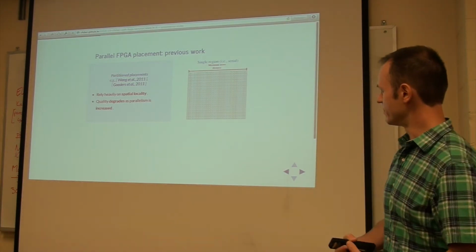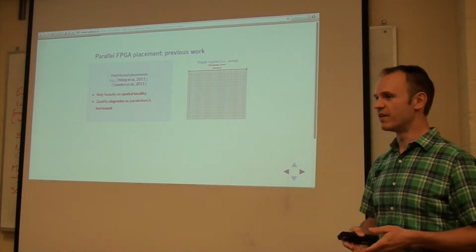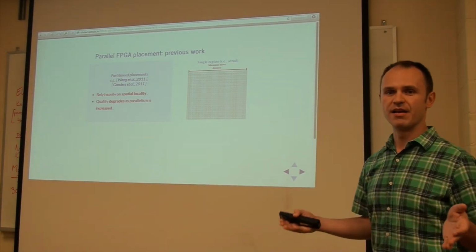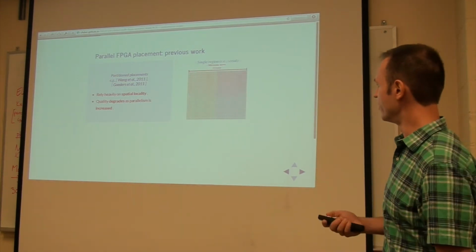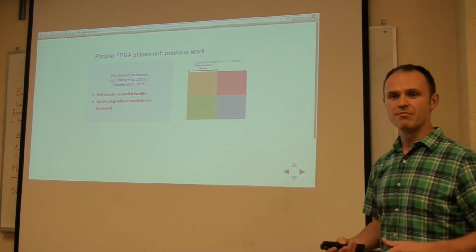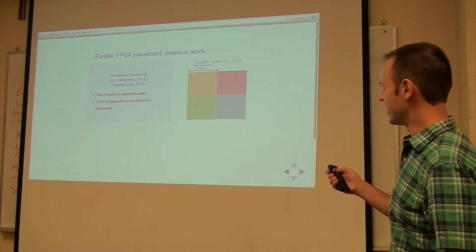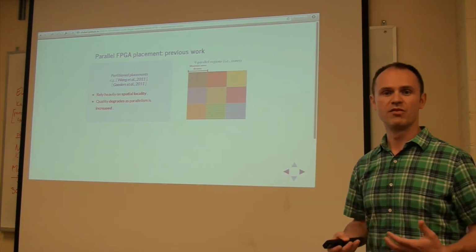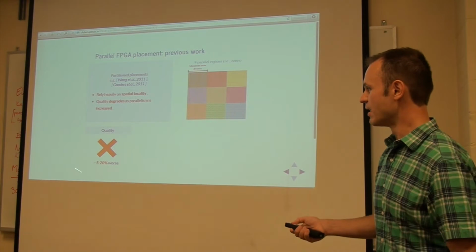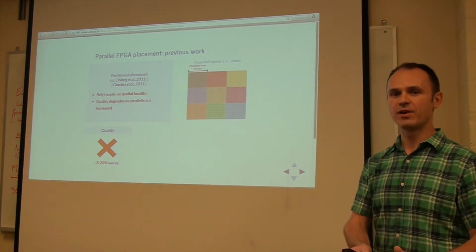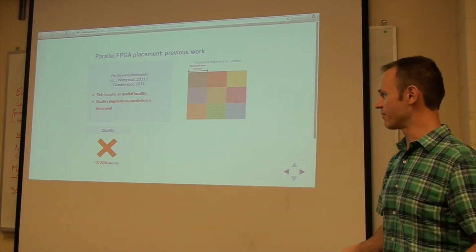The main reason for this, according to the authors, is that in a traditional serial placement algorithm, the maximum distance that a block can move in a single move is the entire area of the chip, at least at the beginning of the search. Whereas if we split it up into several partitions, then the maximum distance that a block can move is restricted. In fact, this gets worse as we increase the number of cores. We make that distance smaller and smaller, and so the quality continues to get worse. If we increase parallelism, our quality drops off more and more.